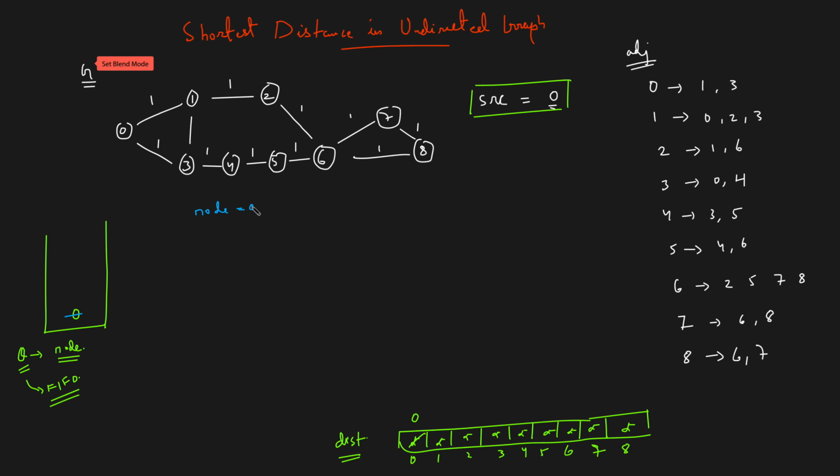Whenever you take the node 0 out, you always know that the distance to this node 0 is nothing but the distance stored here.